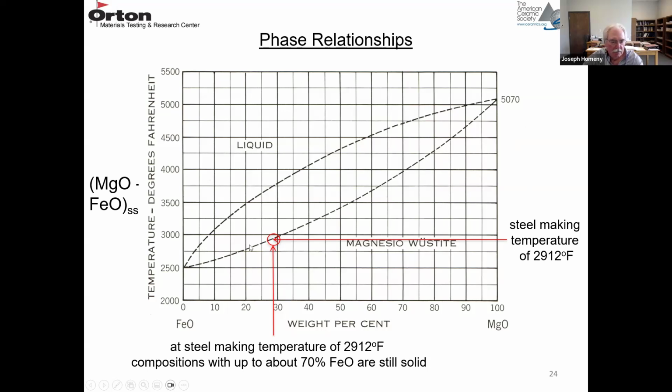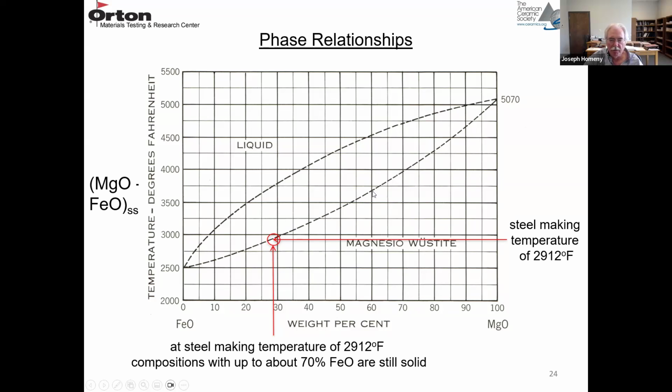This is the solidus curve, the bottom dotted line here. This is a high temperature, 5,070 degrees F, but you can see the gradual decrease as you increase the FeO content. And this is 2,500 degrees F. And I circled this area here. This is the steelmaking temperatures, around 2,912 degrees F. And if you look at the FeO content at that solidus curve there, that's 70% FeO, and it's still at a temperature the same as steelmaking temperature.